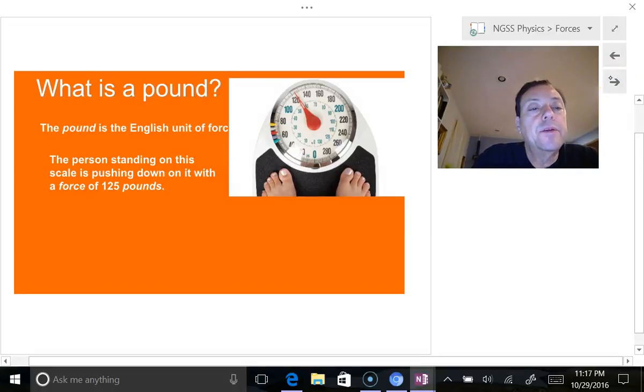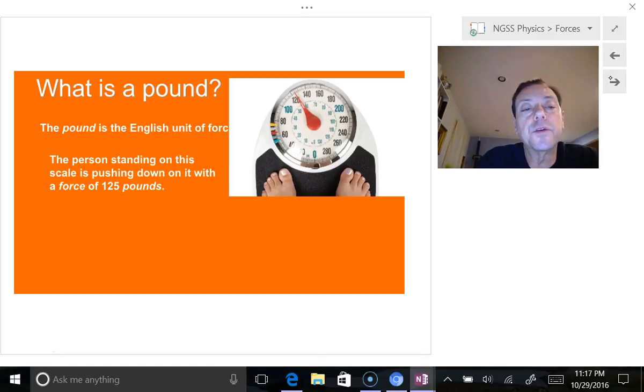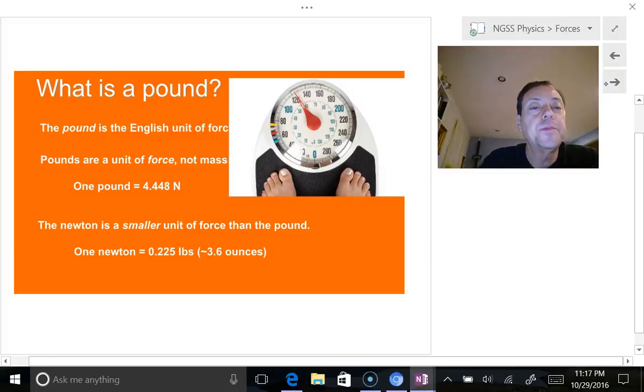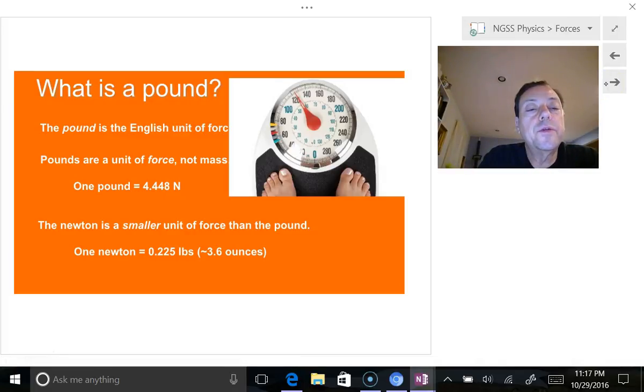Well, what's a pound? The pound is the English unit of force. The person standing on this scale is pushing down on it with a force of 125 pounds. Okay, that's fairly self-evident. 1 pound is 4.448 newtons. The newton is a smaller unit of force than the pound. 1 newton is 0.225 pounds. A little less than a quarter pound.